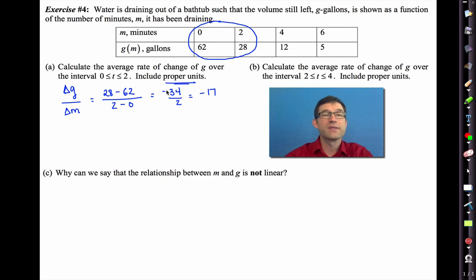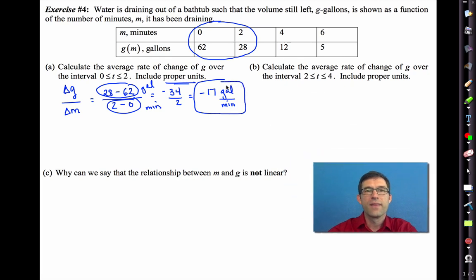Include proper units. That's always easy. Look at the units at the top. Those are gallons. Look at units at the bottom. Those are minutes, so negative 17 gallons per minute. All right, in other words, the volume is going down by 17 gallons for every minute that goes by.